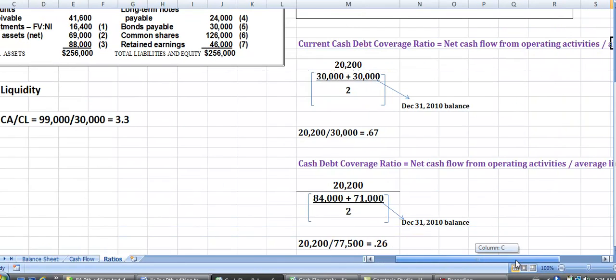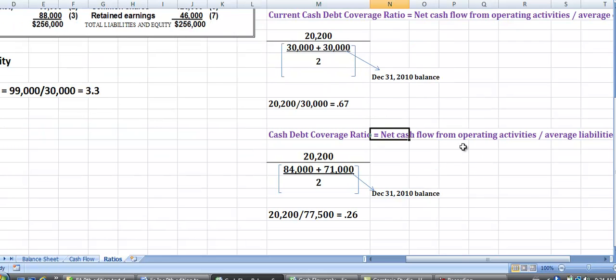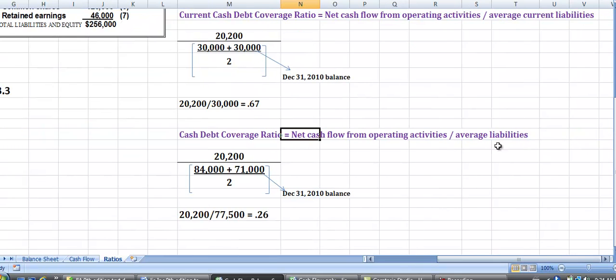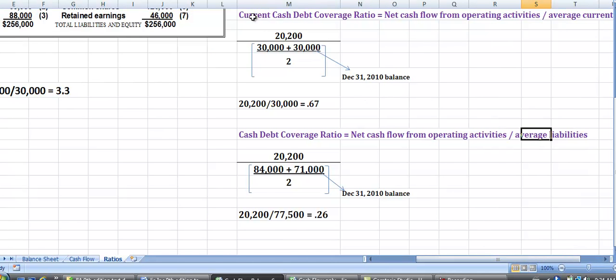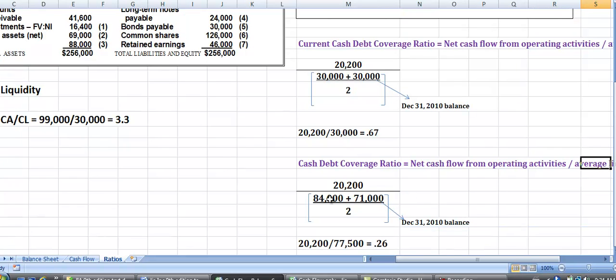Now, our next ratio is the cash debt coverage ratio, which again is your net cash flow from operating activities, but this time divided by your average total liabilities. It doesn't say current in it as the previous one did. It says just your cash debt coverage ratio. So now we have to go back to the statements and calculate the ending balance of all liabilities at the end of 2010 and the ending balance of all liabilities at the end of 2011.